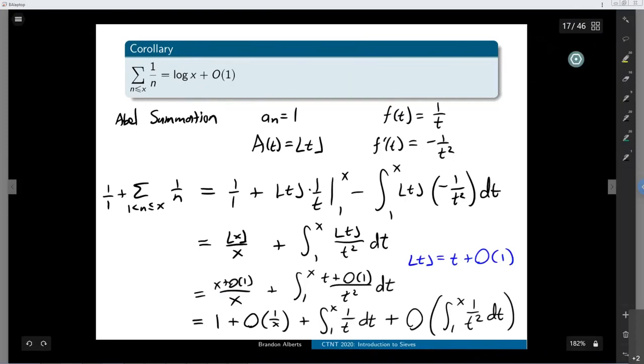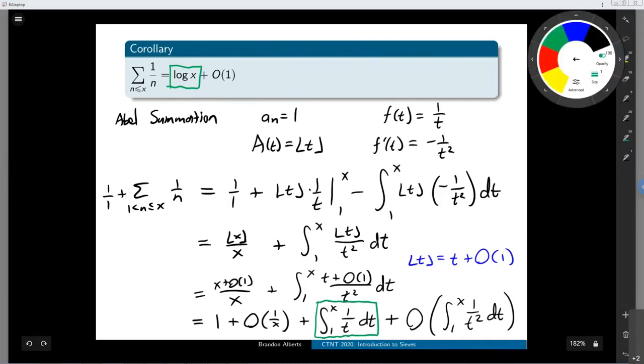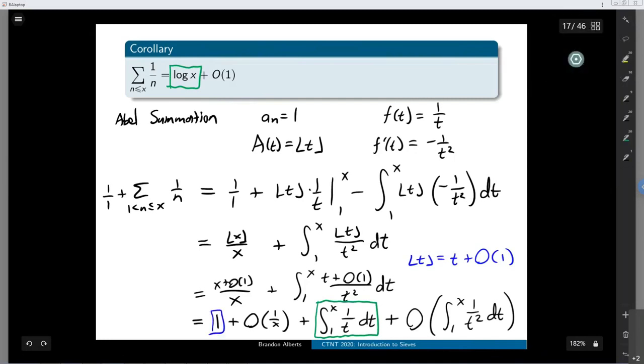Well, the integral of 1 over t from 1 to x, that is exactly log x. And we'll do, I don't want to do red. I guess I'll do blue. 1. Well, 1 is definitely big O of 1 because it's just the same function. Big O of 1 over x. 1 over x, at least if x is bigger than 1, 1 over x is going to be less than or equal to 1. So that tells you that actually this particular term is a smaller term than big O of 1. So it falls under the same error.